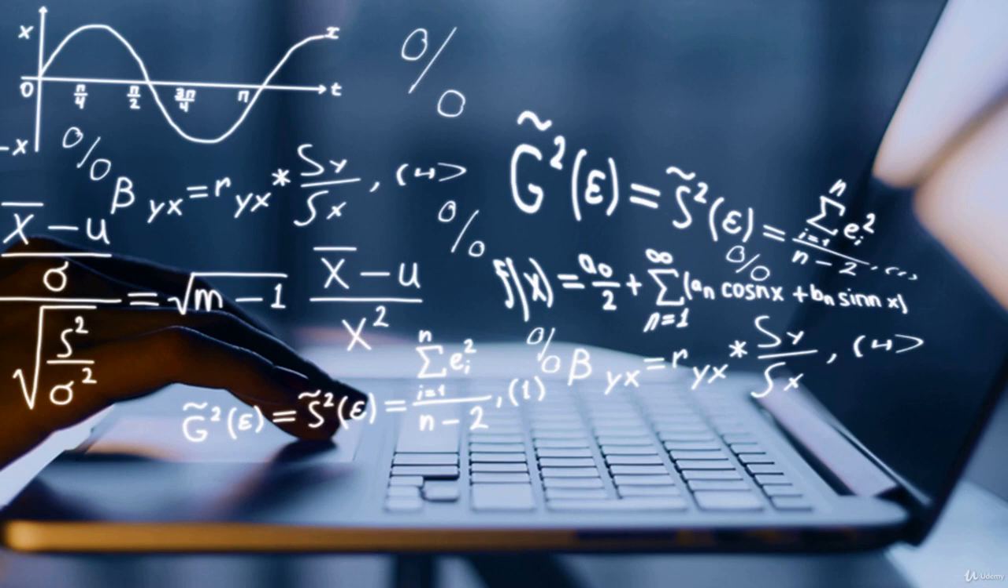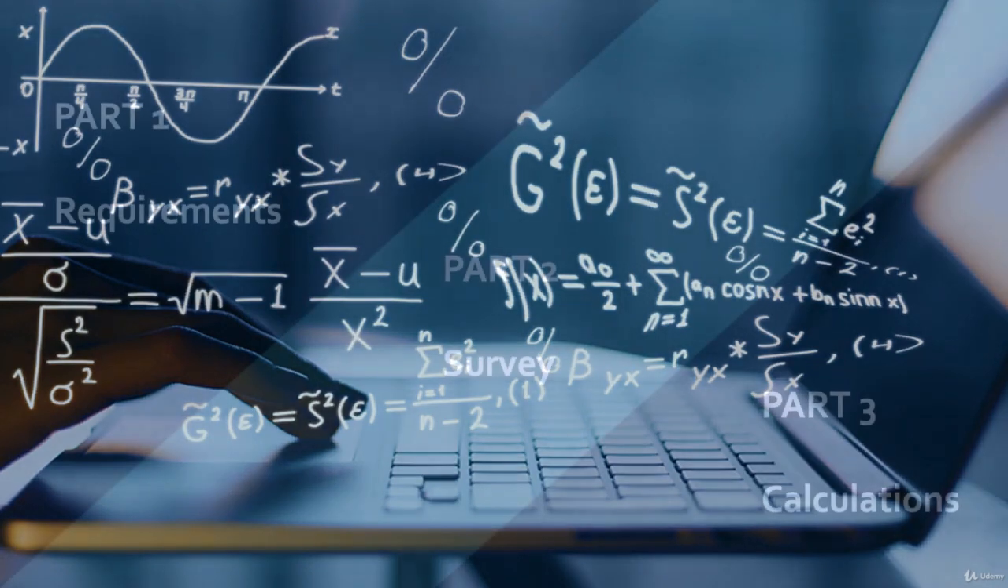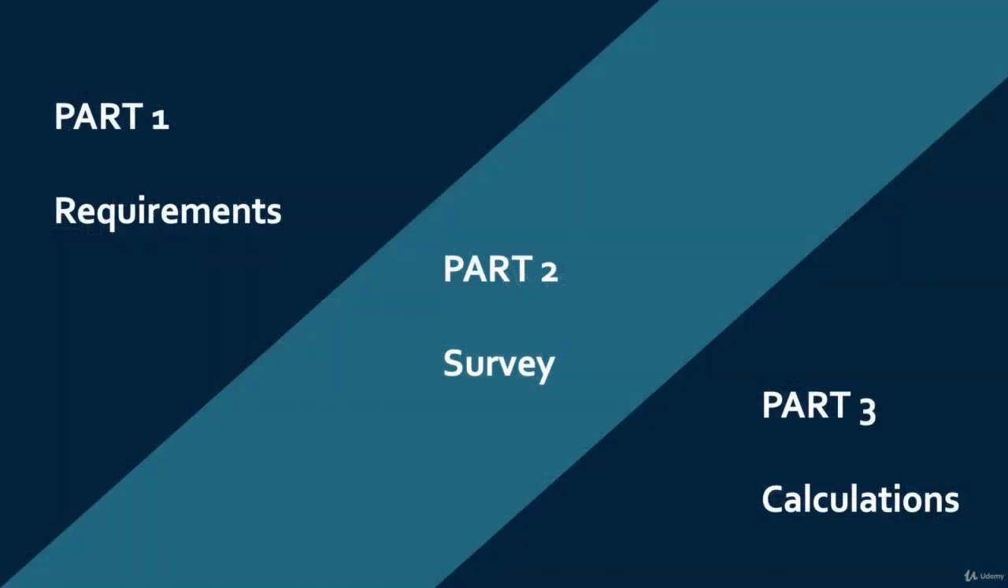And this concludes the part on location and transportation, where we looked at first the requirements. In the second part, we looked at the survey and how to set this up. And in this part, the calculations. After this comes sustainable sites.